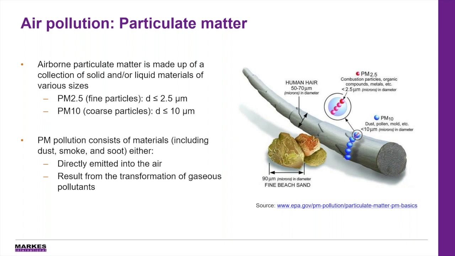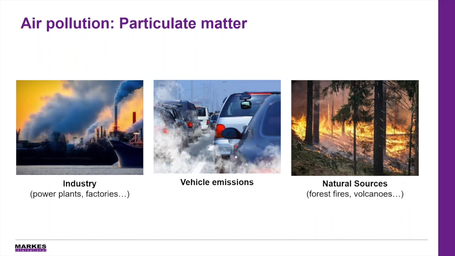PM2.5 is the fine particles. These have a diameter of less than 2.5 microns. And then PM10 is your coarse particles like dust and pollen. And these have a diameter of less than 10 microns. Now, PM is made up of materials which are either directly emitted into the air or result from the transformation of gaseous pollutants. And what's important is where these pollutants come from.